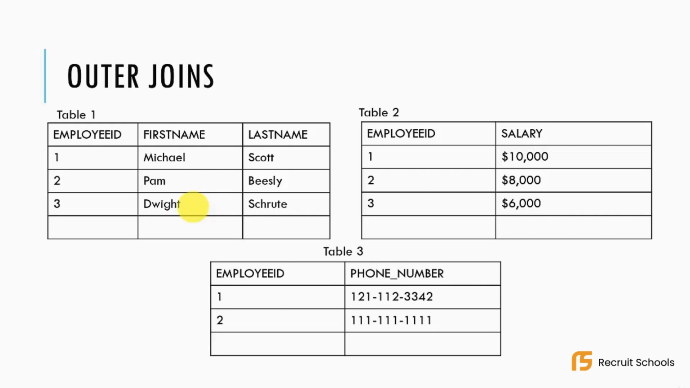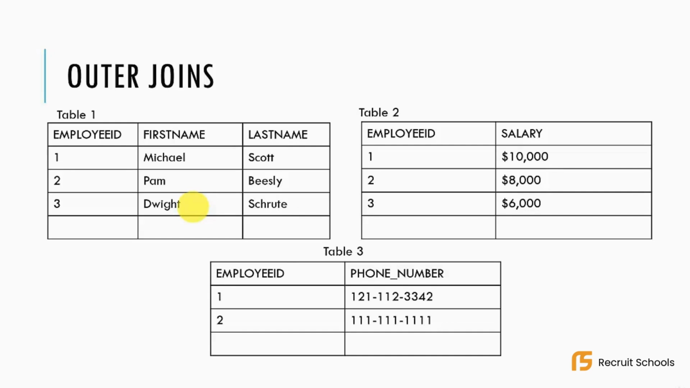Now, what is interesting in these 3 tables? In a previous slide, we saw that table 1 and 2 had the exact number of rows, right? You had employee ID 1, 2, 3, employee ID 1, 2, 3 in both the tables. Here we are introducing a third table called phone number, right?